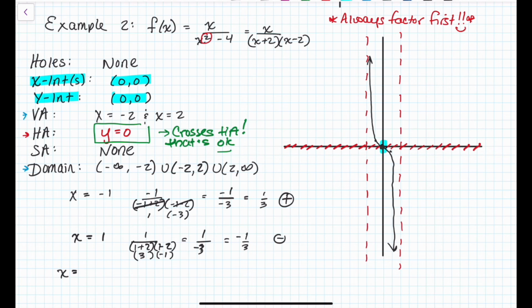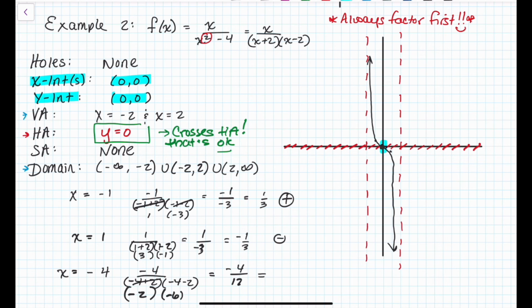So let's pick another point to try. So let's plug in x equals, say, -4. You can pick anything you want, but -4 seems like a good number. So just plug that in here, and let's see, what do we get? So we get -4. This becomes -2. This becomes -6. So that's going to be positive.